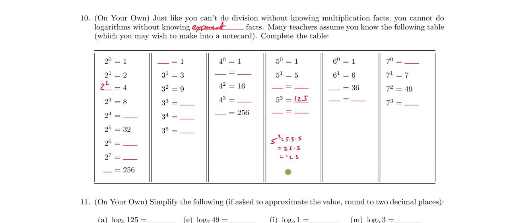So this is where I do recommend that you put these into a note card and that you have these down. It will be in your interest to know these facts going forward. Let's go ahead and put one other one. 7 to the 0th power is equal to 1. And let's do this one. 4 to the 1st power is equal to 4. So I did a few of these for you in this table, but I'd like you to pause the video and complete the rest of this table.